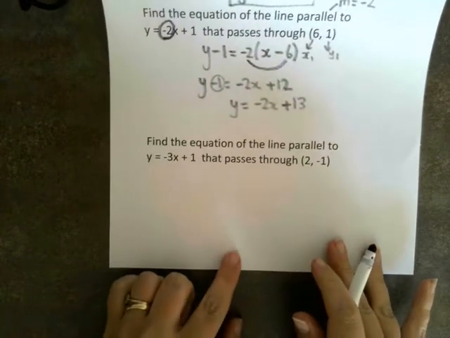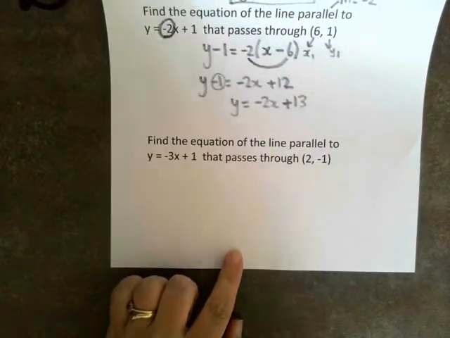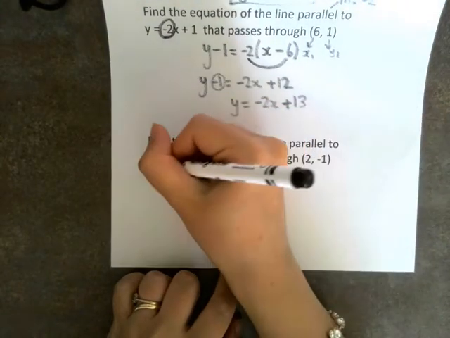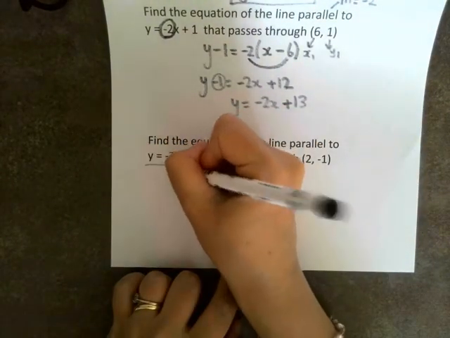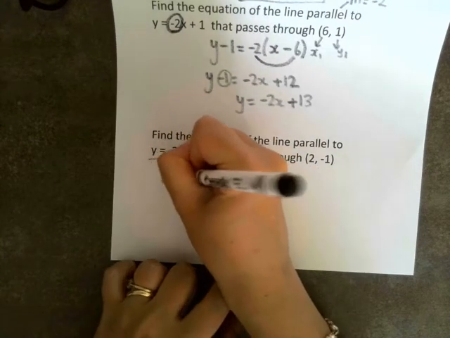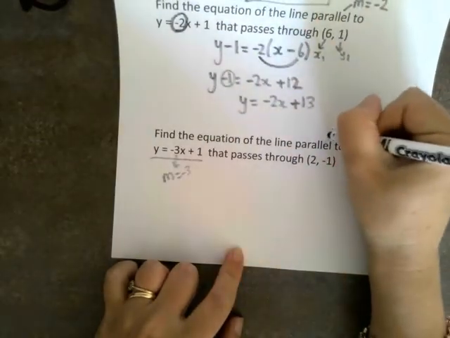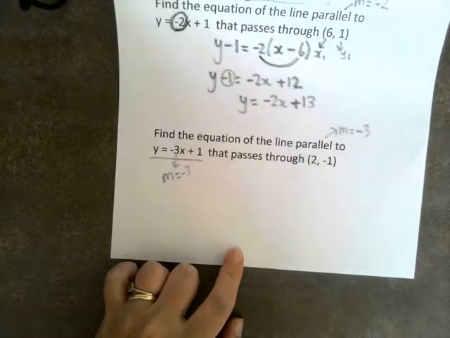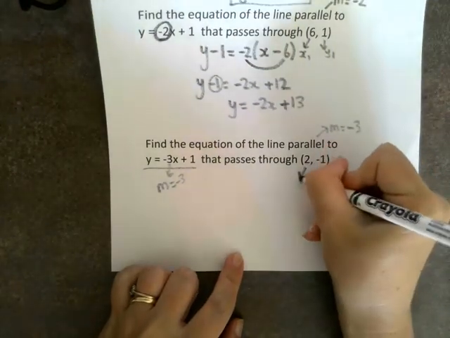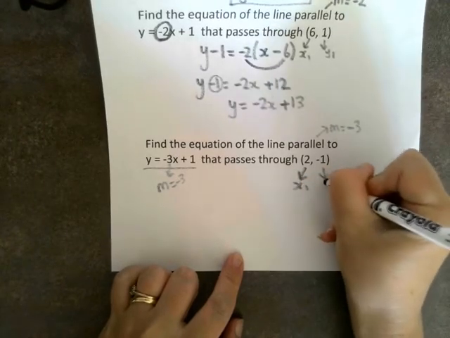Right, the final one, just a few more negatives thrown into this one. Again, it needs to be parallel to this line. What's the gradient of this line? Well, what's in front of the x? It's minus 3. So m is minus 3, and if my line is parallel, that means my gradient is also going to be minus 3. Here's the point that it goes through, so that's going to be x1, y1.